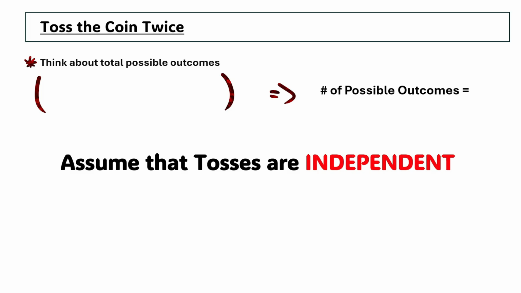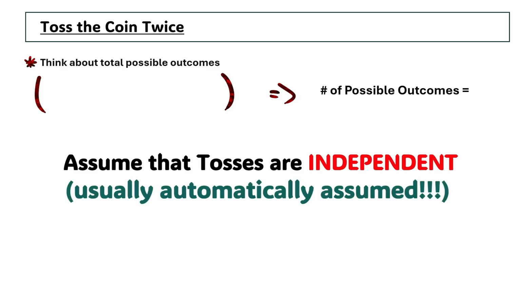So usually whenever you see a coin toss problem somewhere, the independence between tosses is automatically assumed. In other words, usually the problems don't say that they're going to assume that tosses are going to be independent because it's going to be automatically assumed. But here, I just want to take a little bit of time to explain about the independence because some people may not be familiar with the concept.